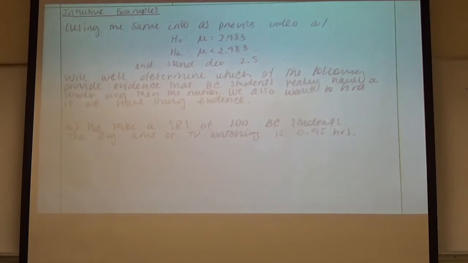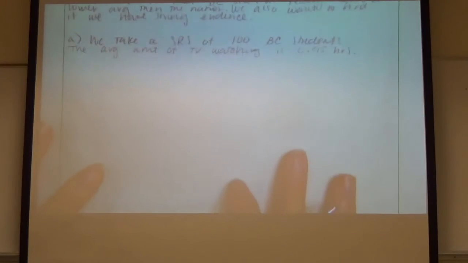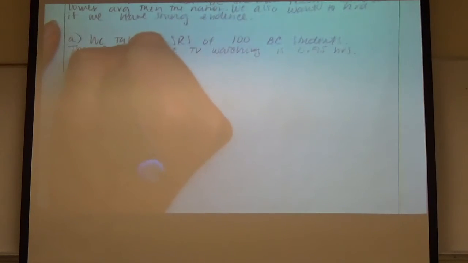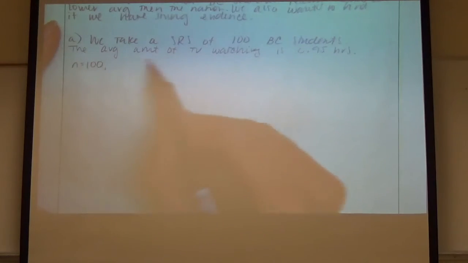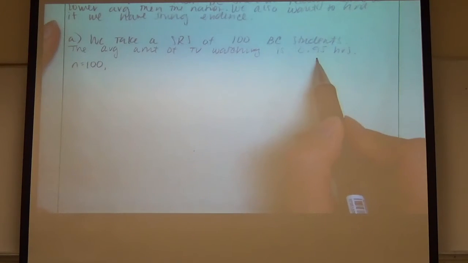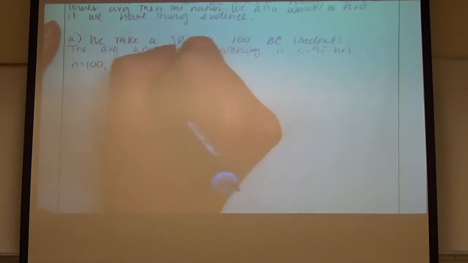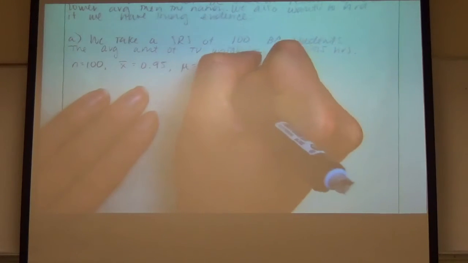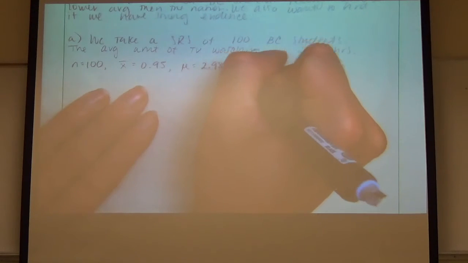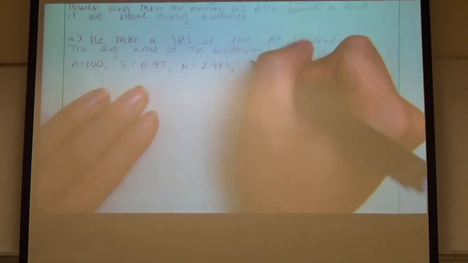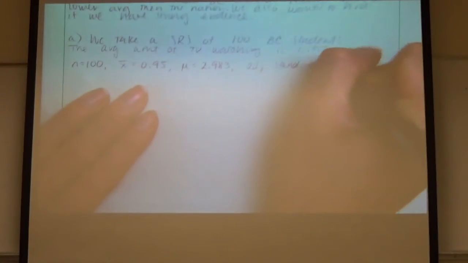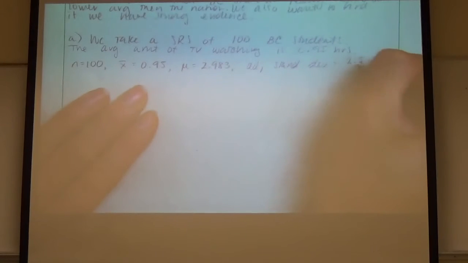Okay, so for part A, it says in this study we take a simple random sample of 100 BC students. So this means that we have n equal to 100. It also says the average amount of TV watching from those students is 0.95, so we know x bar is equal to 0.95. We were given before that our null hypothesis is that mu is equal to 2.983, and that our standard deviation was 2.5, so if we adjust our standard deviation, we have 2.5 over the square root of 100, which is really just 0.25.